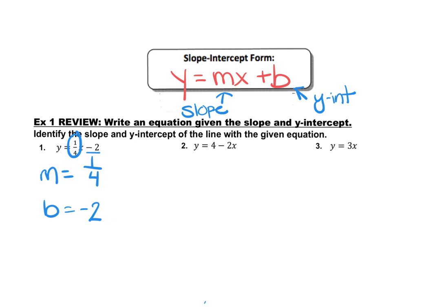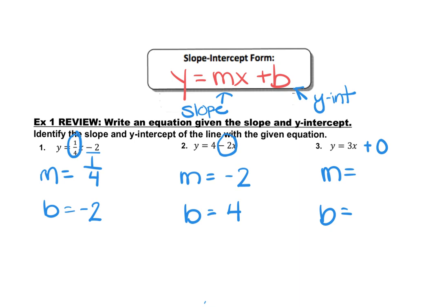So question number 2, we have y is equal to 4 minus 2x. So we've got our slope and our y-intercept. And again, remember, the slope is a number that's with the variable. So our slope here is the -2. And the y-intercept then is going to be 4. And question number 3, we have y is equal to 3x. Remember, if you don't have a y-intercept that is listed, there is one. It's just going to be 0. So our slope here is 3, and our y-intercept then is 0.